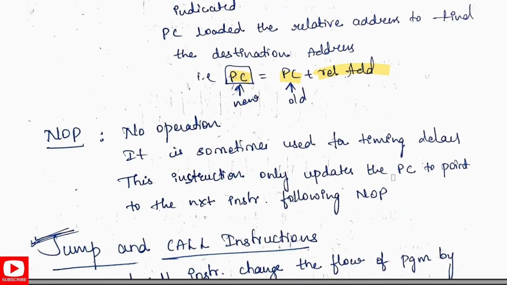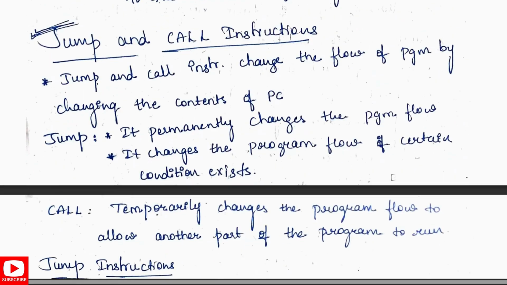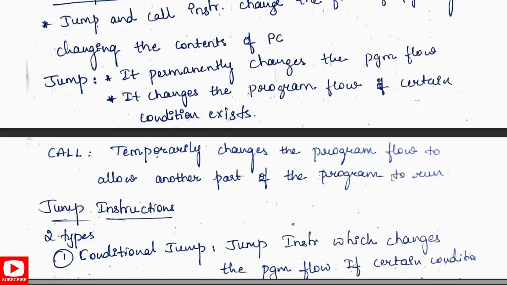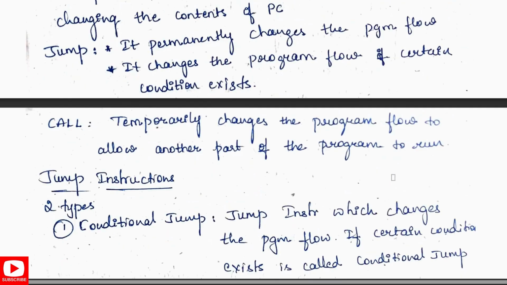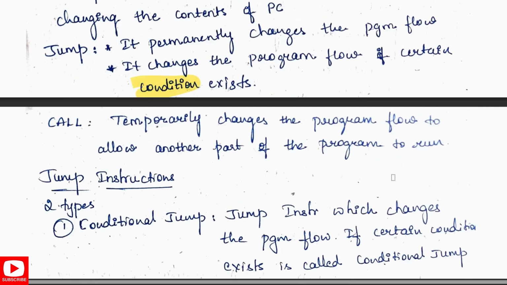It is sometimes used for timing delay. This instruction only updates the PC to point to the next instruction following NOP. Next are jump and call instructions. Jump and call instructions change the flow of the program by changing the contents of the PC. Jump means it will permanently jump in the program flow, and it changes the program flow under a certain condition. If there is any condition mentioned, that gets executed. Call means it is a temporary change. So jump is a permanent change, call is a temporary change, allowing another part of the program to run.